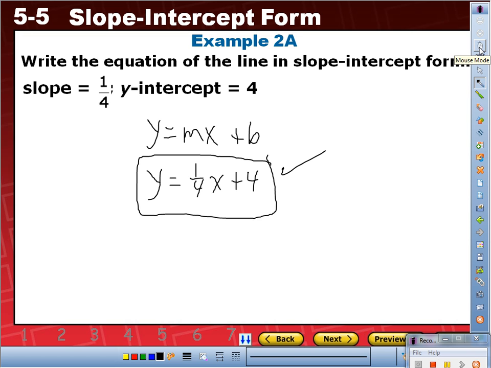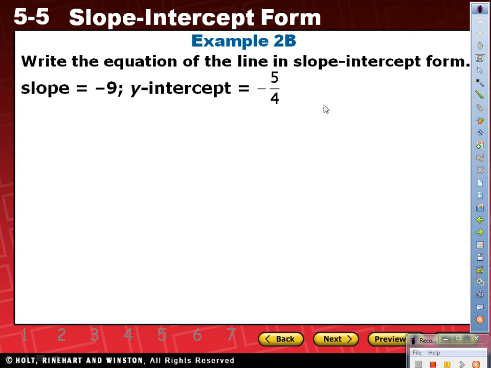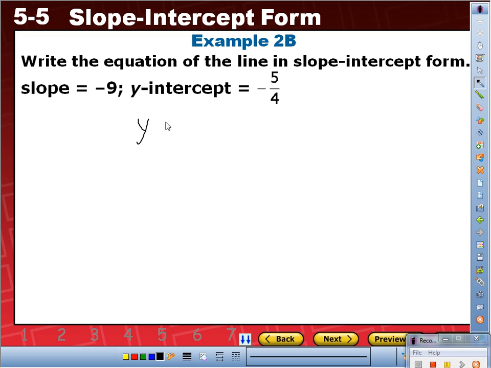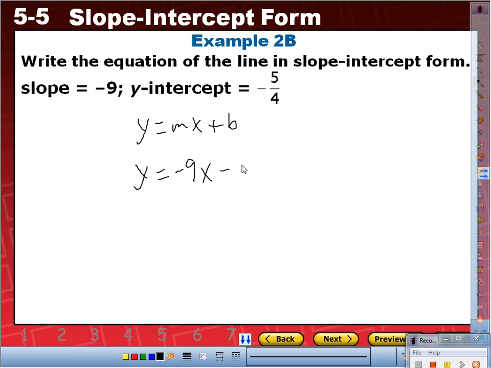All right, write this next one down, please. Example 2B. You do this one by yourself. On this one, you don't have to write all the instructions. Just write example 2B, slope -9, and y-intercept -5/4. Write your equation. Let's go. Shouldn't take you more than 20 seconds. Okay, here we go. So we write y equals mx plus b. So what is your equation, Jessica? -9x minus 5/4. That is correct. Hands if you got that. Okay. All right. So far so good?